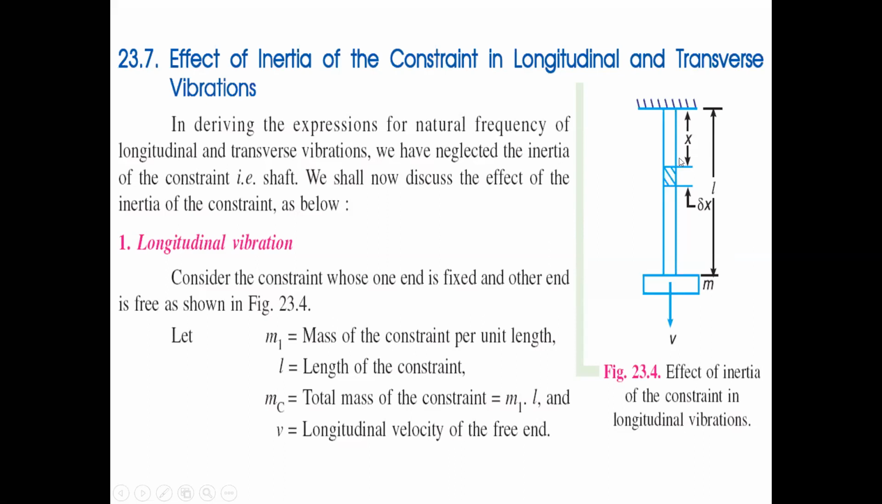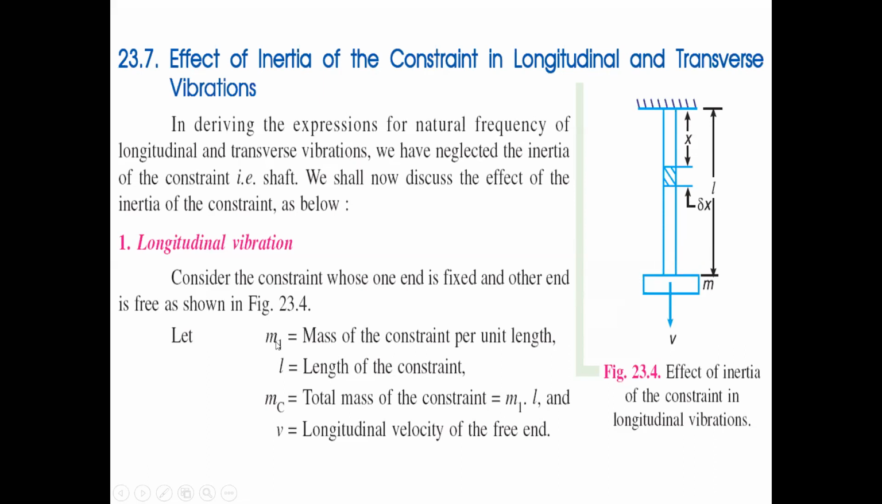They will take one small strip in our shaft. That strip length is delta x, and it is placed at a distance x from the fixed end. The total length of the shaft is l, and the free end is carrying some mass, that is the small m. So those are the values for our cantilever shaft, the cantilever beam.